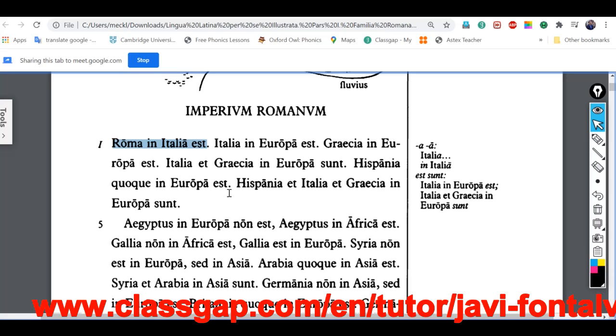I'm going to read the first paragraph and then we'll tell you in Spanish. Roma in Italia est, Italia in Europa est. Graecia in Europa est, Italia et Graecia in Europa sunt. Hispania quoque in Europa est, Hispania et Italia et Graecia in Europa sunt. Okay, so Roma está en Italia. Italia está en Europa.